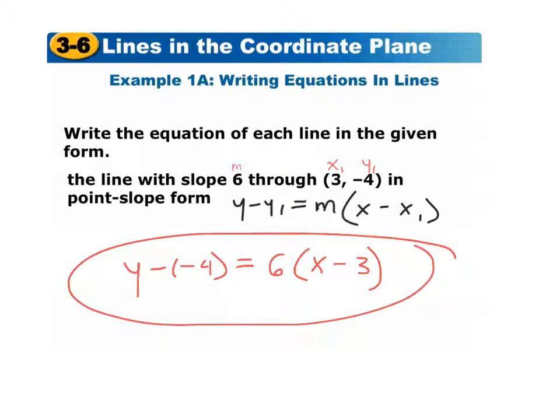Did you have to simplify it? We would not. Couldn't we do y plus 4 equals 6x minus 18? No, because this is point-slope form, so we have to leave it in this form. We don't simplify it any further because it's only asking us for point-slope form, so we leave it like this.